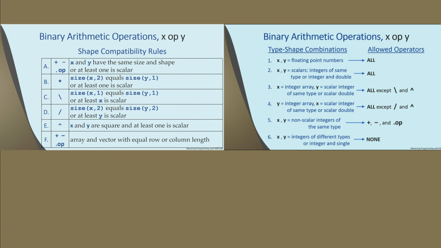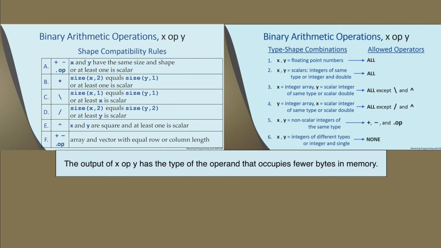And in addition to the tables, we provided one rule to tell you what type you get when an operation does work. You can refer back to these tables, which are provided as accompanying references for this course, to help your memory. Or you can just type an operation into the command window to see whether it works and what type you get. MATLAB will let you know.